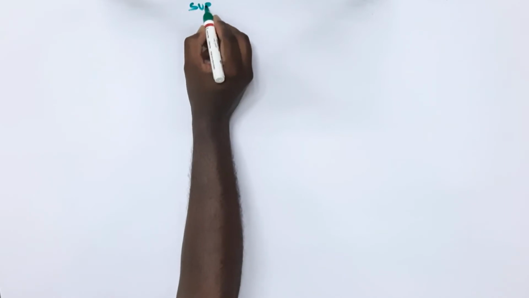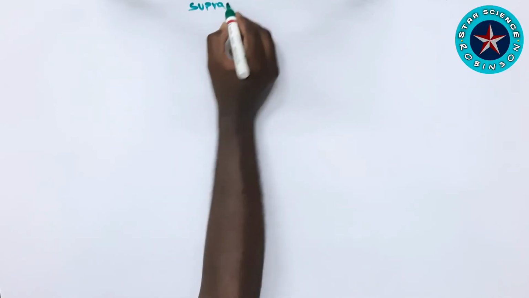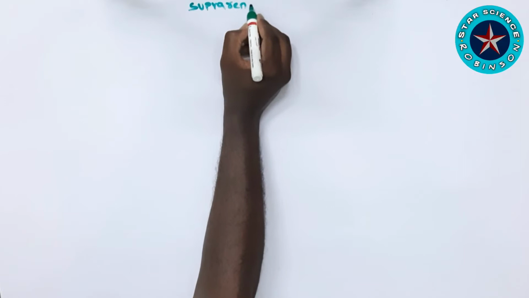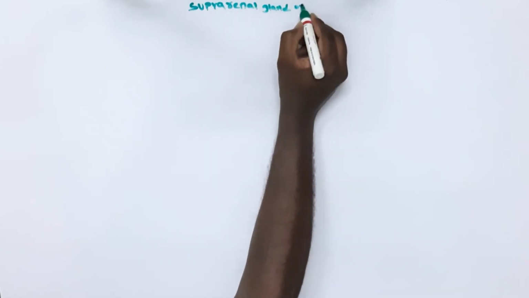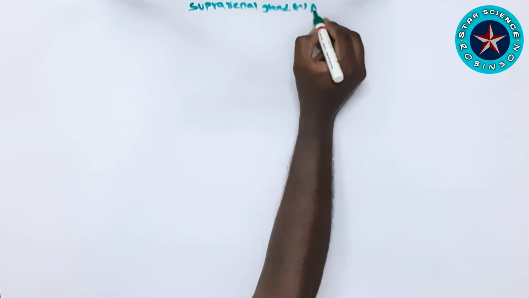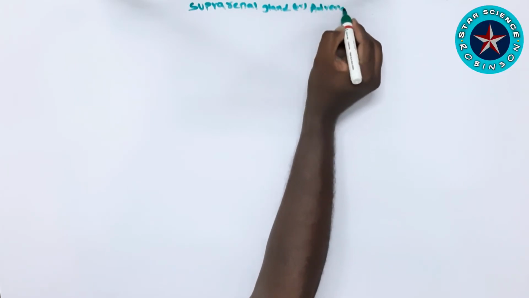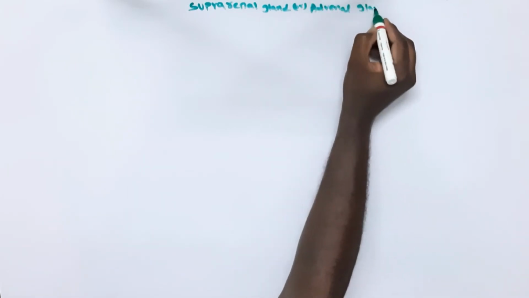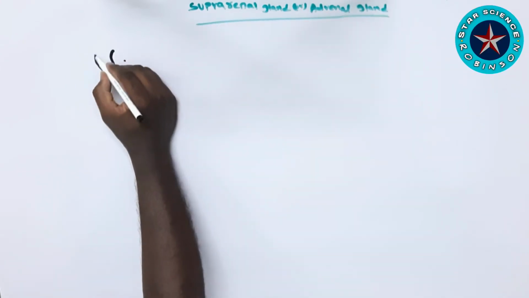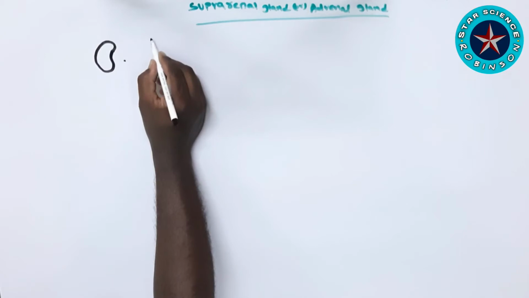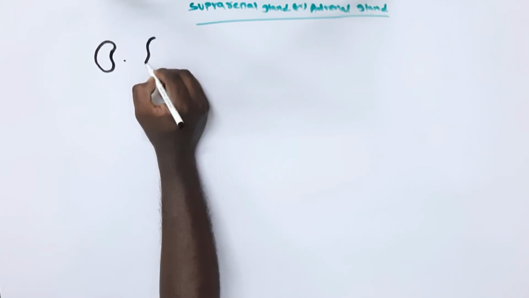Let's get into the topic: the suprarenal gland, or adrenal gland. These are a pair of endocrine glands situated on the posterior abdominal wall over the upper pole of the kidneys, behind the peritoneum. Each gland lies in the epigastrium at the upper pole of the kidney. We will see in a diagram where the adrenal gland is situated.